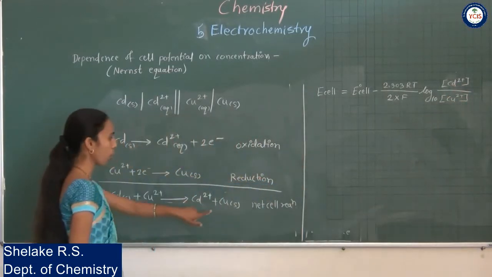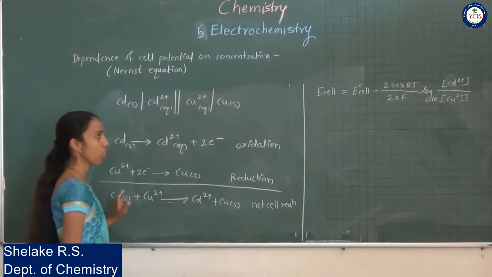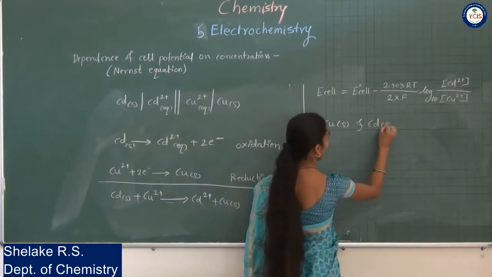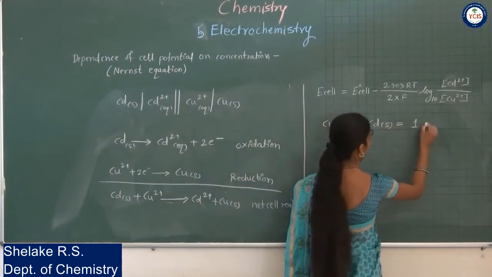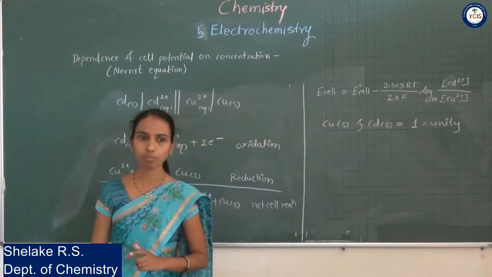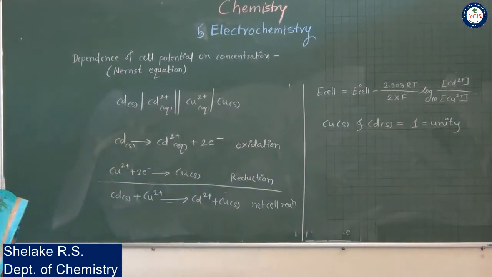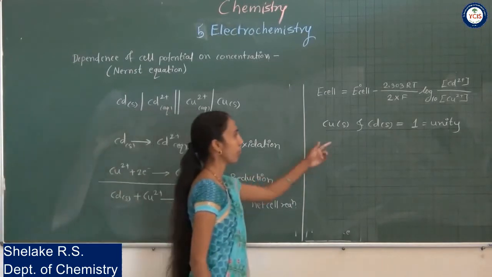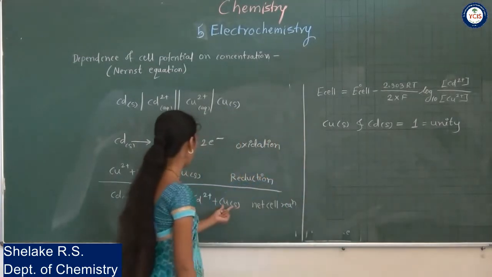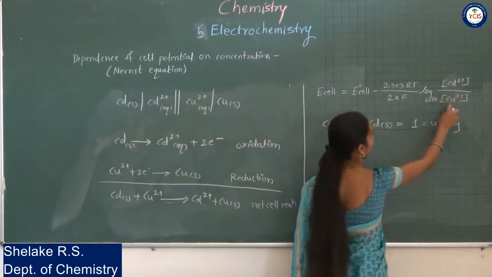Now see here, I have not written the concentration of solid copper and solid cadmium. Why? Because copper in a solid state and cadmium in a solid state, so the concentration is 1. You can say it's unity. Not only for copper and cadmium, for all solids and all pure liquids, we have to take the concentration as unity. So instead of writing the concentration of solid copper and cadmium, we take 1. So I have written directly Cd2 plus and copper 2 plus.